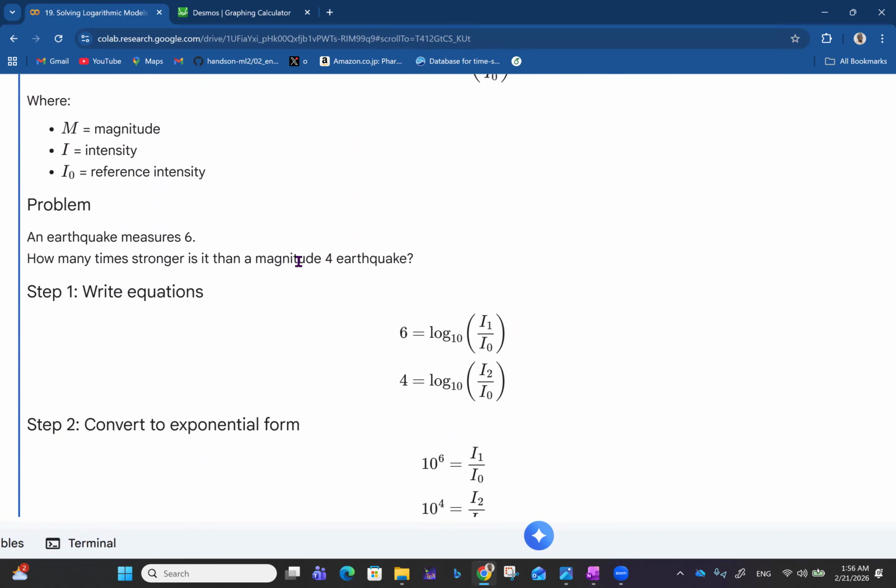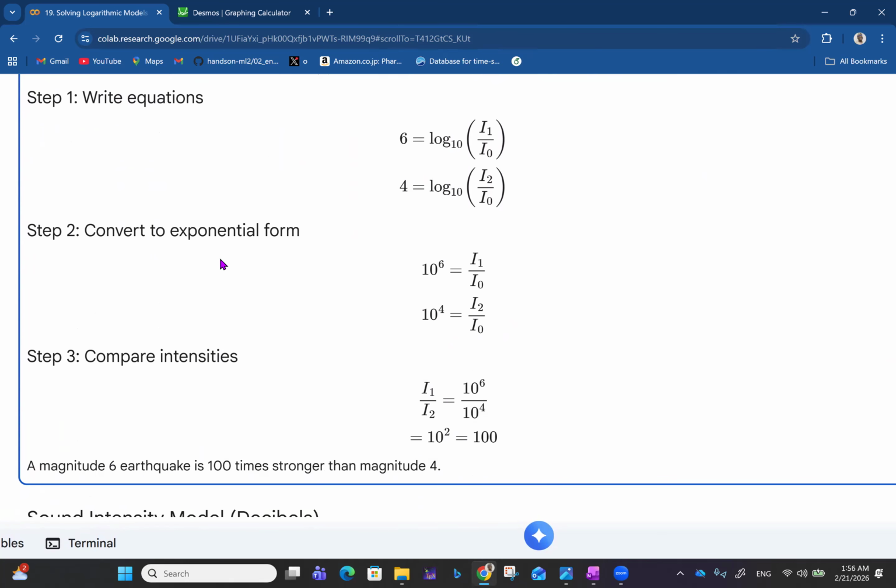So we have the one of 6 and we have the one of 4. If we want to convert to exponential form, then based on the law of logarithm, this is 10 raised to power 6 equals I1 over I naught, and this one is 10 raised to power 4 equals I2 over I naught. The I1 and I2 are not the same, right? So we are interested in these intensities. So what do we now do?